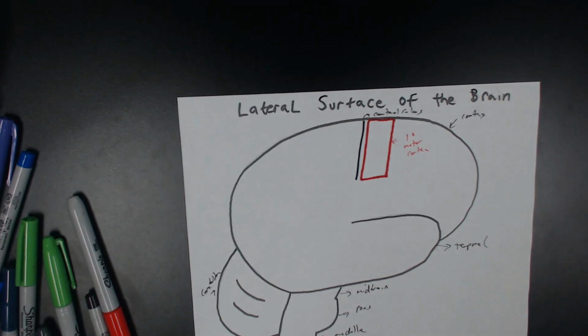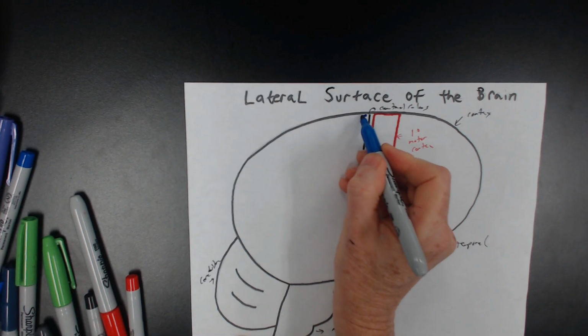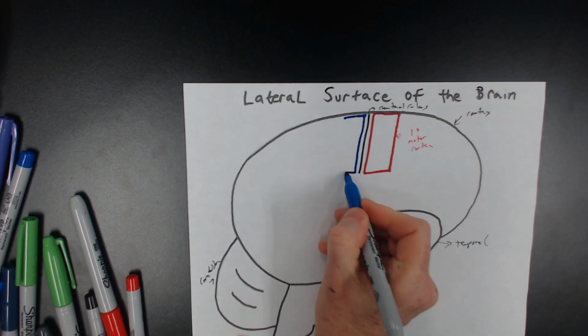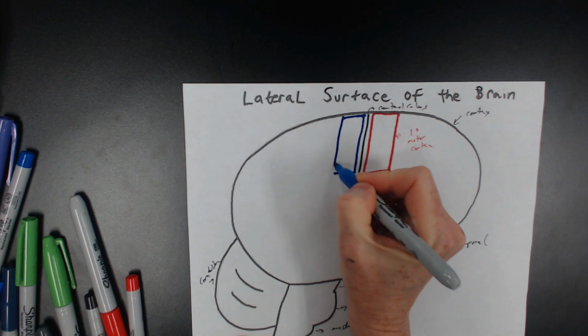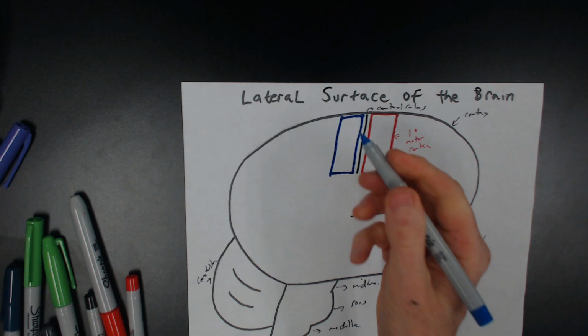Okay, and then right behind that we have, in the parietal lobe, your postcentral gyrus, which is your primary somatosensory cortex. So nothing new, just a repeat.